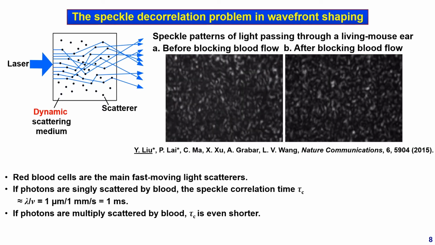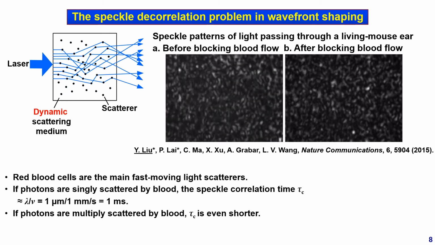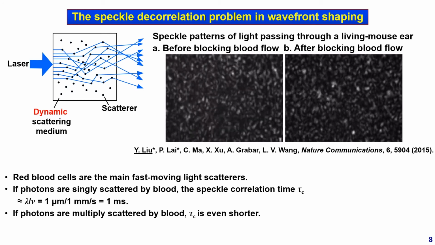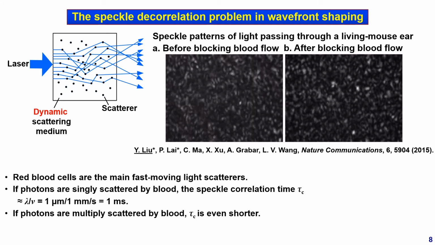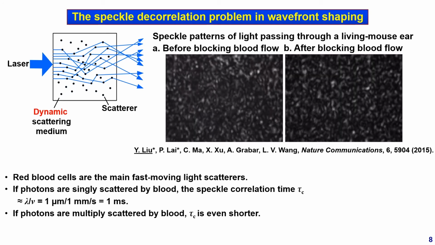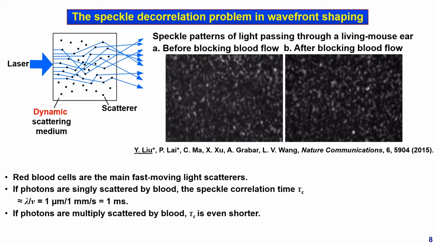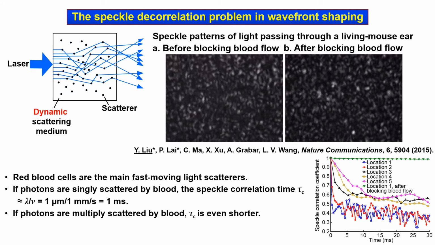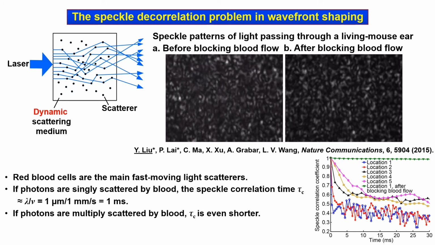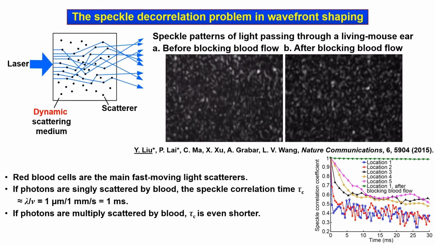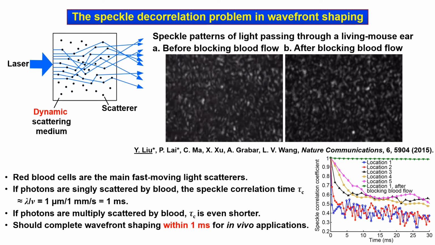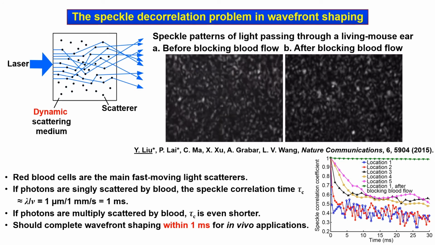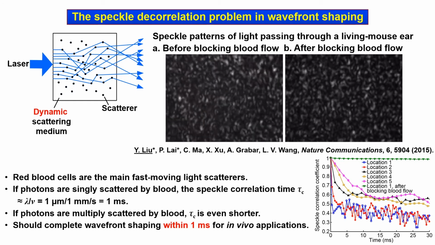This video shows the speckle patterns of light passing through a living mouse ear before and after blocking blood flow. Indeed, light scattered by red blood cells causes speckles to change with a speckle correlation time on the order of a millisecond, as can be seen from this figure. When we block the blood flow, the speckle correlation time was much longer. Therefore, to achieve a focus in vivo, we should complete wavefront shaping within 1 millisecond before speckle decorrelates.